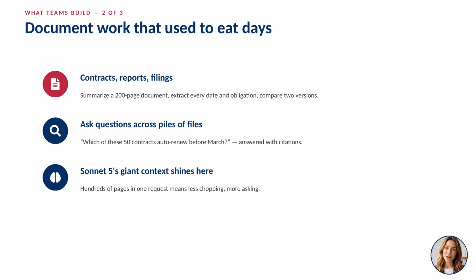Which of these 50 contracts auto-renew before March, and get an answer with citations. This is where Sonnet 5's giant context window earns its keep. Hundreds of pages in one request means less chopping documents up and more just asking questions.